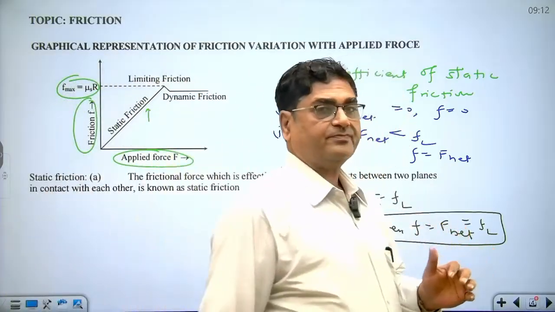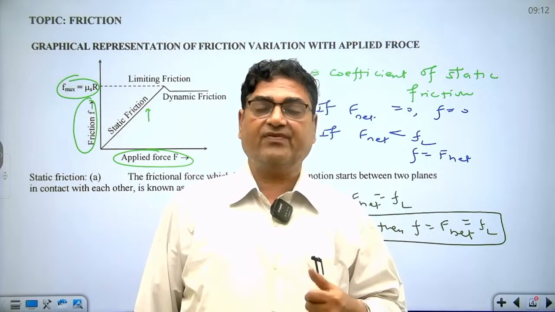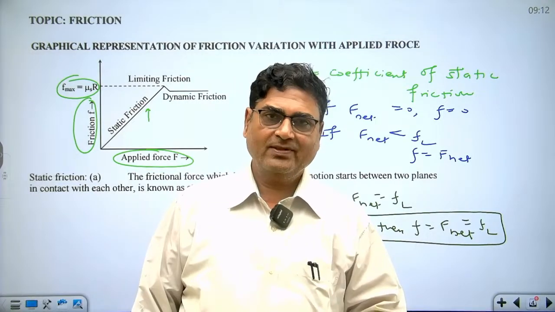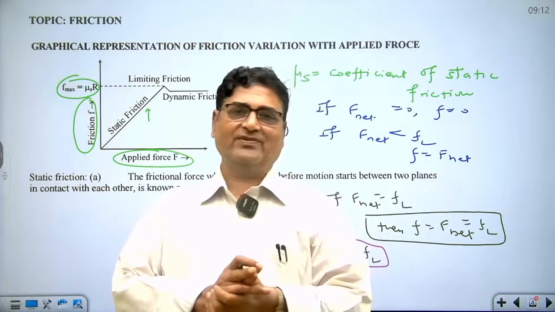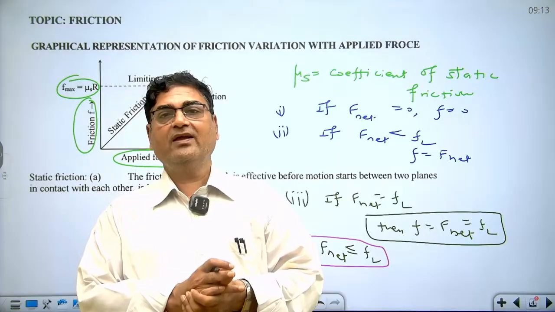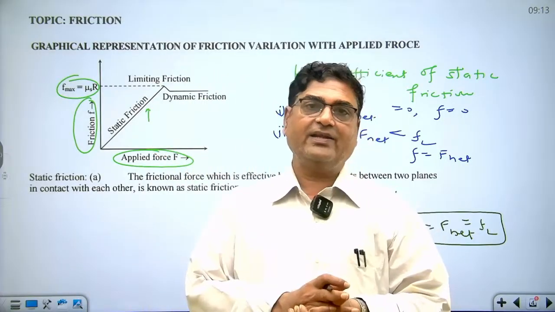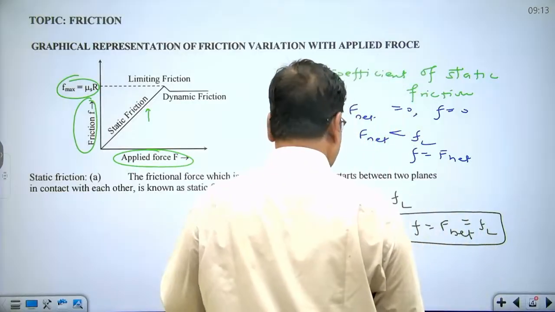But dear student, if applied force is again increased beyond the value of this FL, okay, then what happens? The body starts moving on the contact surface, okay. In that situation, friction also acts, but that friction is called kinetic friction, the dynamic friction, okay. And its value is constant.